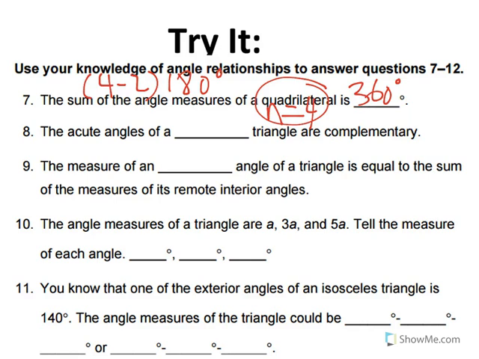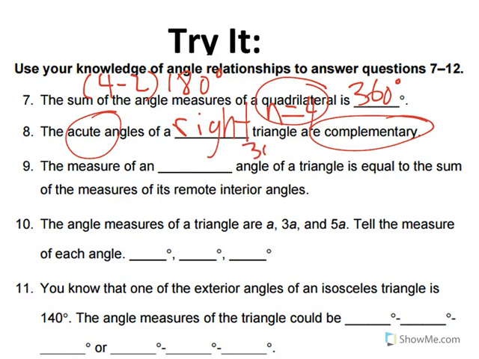Number 8, the acute angle of a blank triangle are complementary. So then this is the right angle. Remember that for acute, it must be less than 90 degrees, and for complementary, the sum is 90. So one example we could have is, let's say 30 degrees plus 60 degrees equal to 90 degrees. So these two are acute.